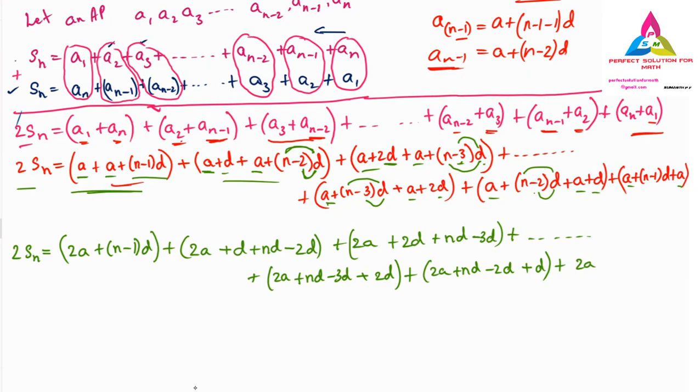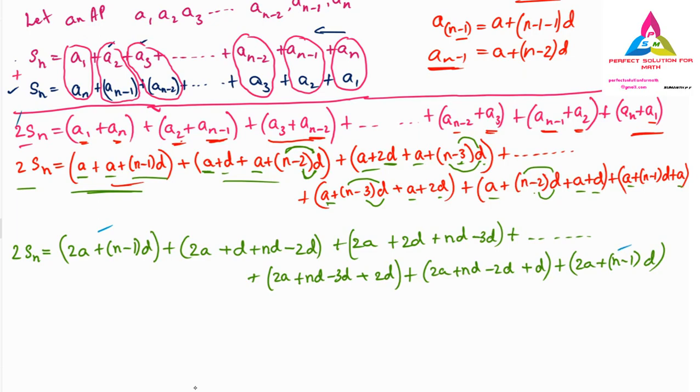Then we have n minus 1 into d. And you may think that we have missed one thing. What have we missed? You might think that here 2a plus n minus 1 into d, here also 2a plus n minus 1 into d, both are the same.